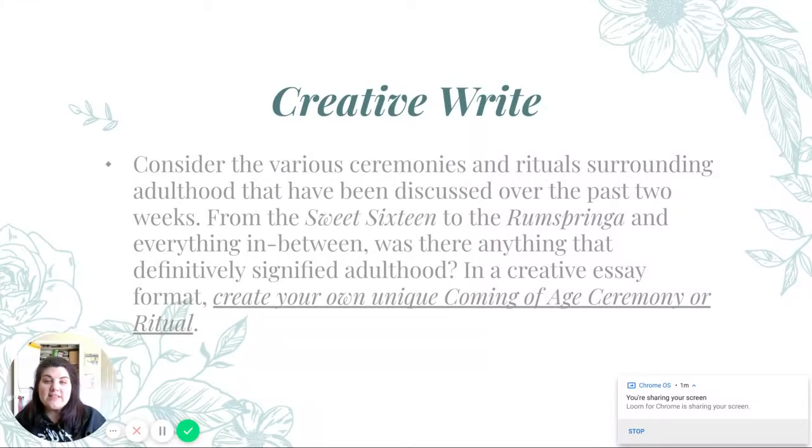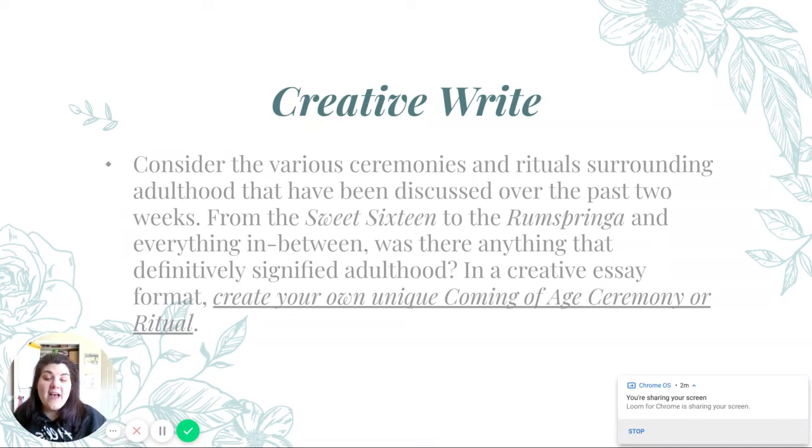So your creative write. The prompt that we're giving you today is to consider the various ceremonies and rituals surrounding adulthood that we've discussed over the last 2 weeks. We talked about the Sweet 16 yesterday, which was personally entertaining to me, right? We talked about Rumspringa. We talked about how Japan does their coming of age. We talked about the quinceañera. We also talked a little bit about Malaysia. So we want to know, was there anything that definitively signified adulthood? Is there anything that across the board signifies adulthood, right?